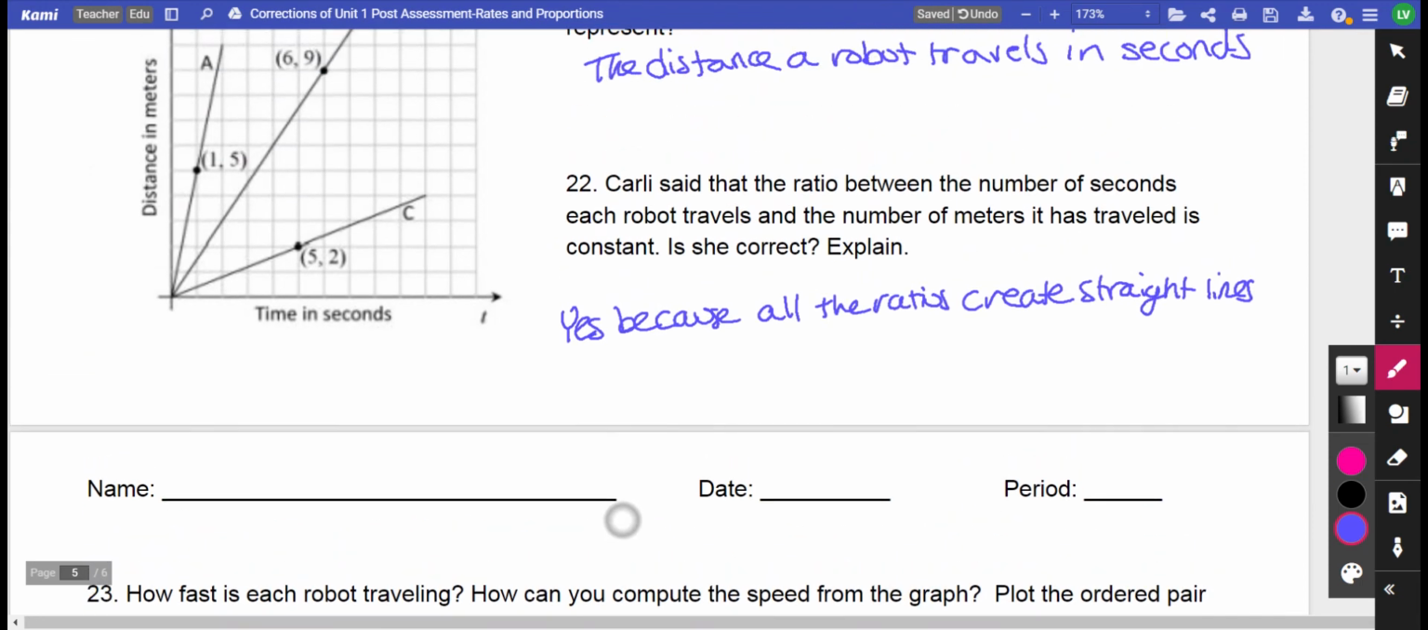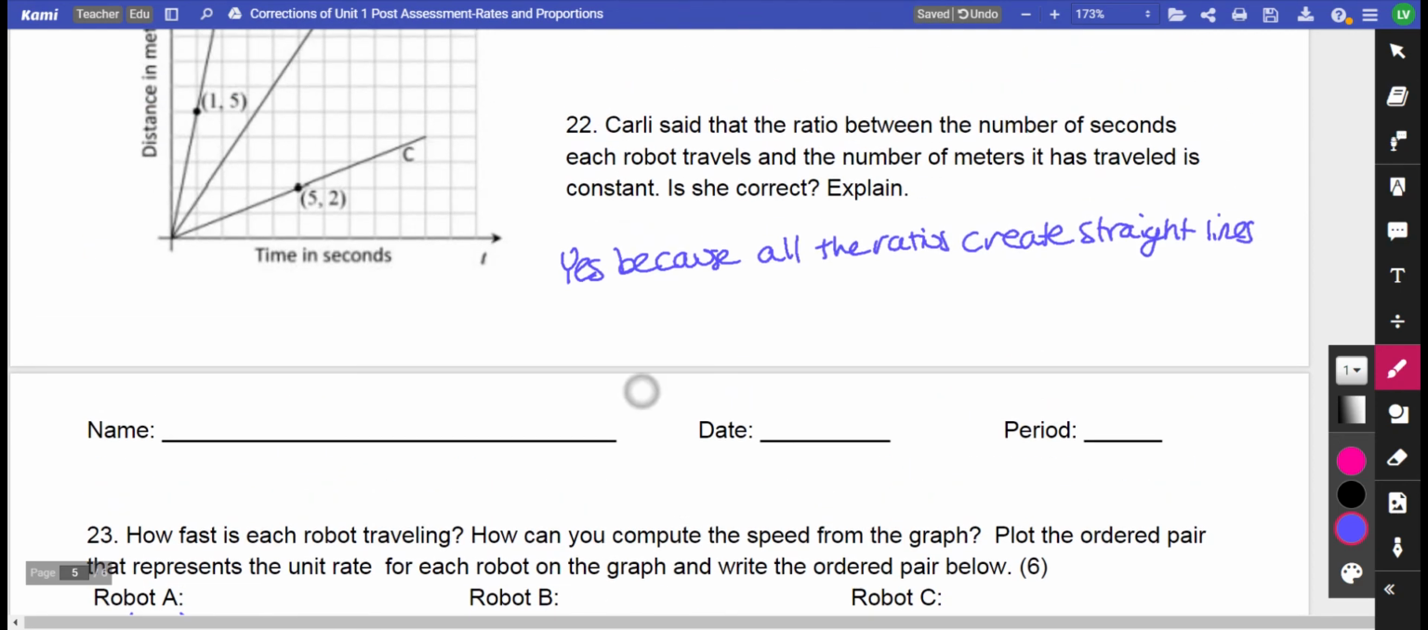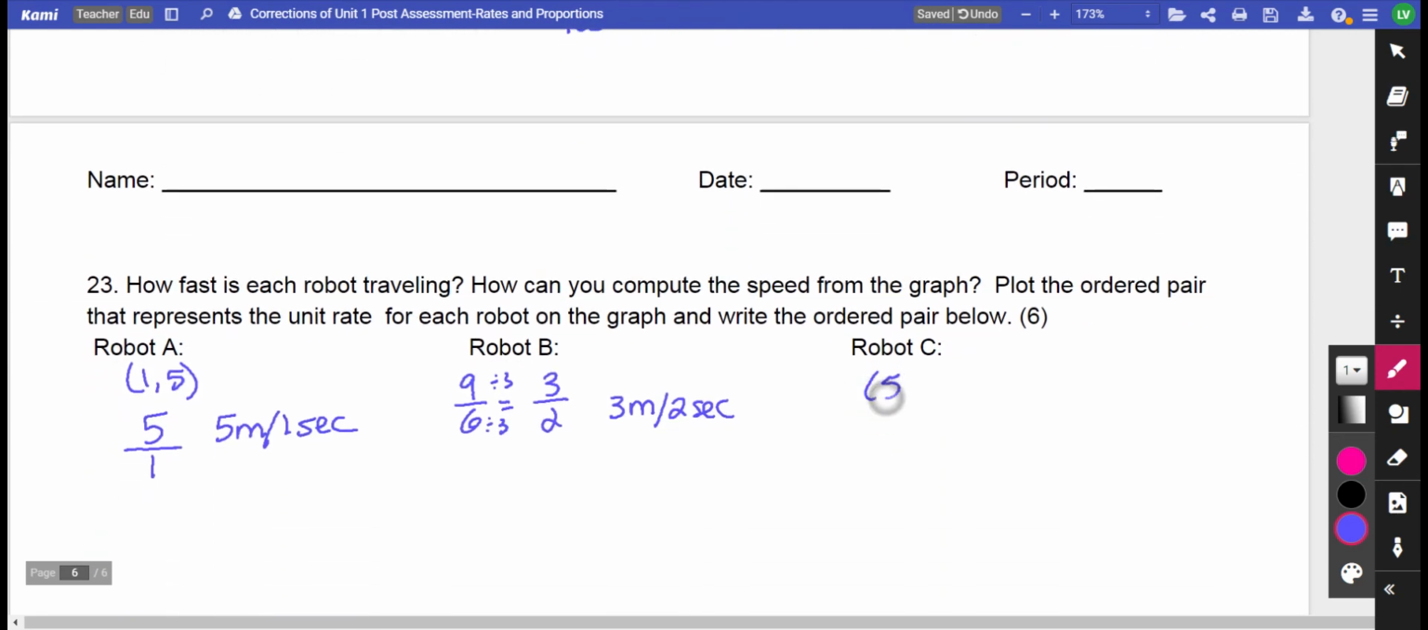For robot B, we have 9 divided by 6, meaning that could be reduced down by dividing by 3, and that's 3 halves. So that's 3 meters per 2 seconds. Then robot C is 5, 2. So you can write the ratio as 2 divided by 5. So that is 2 meters per 5 seconds.